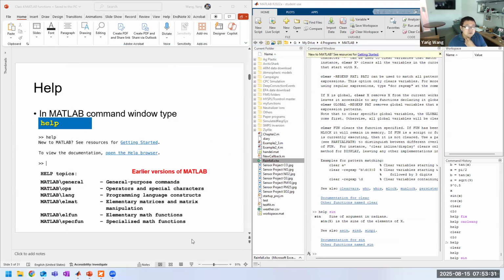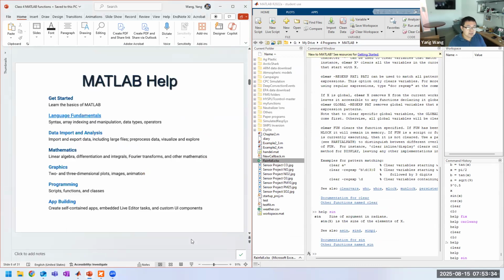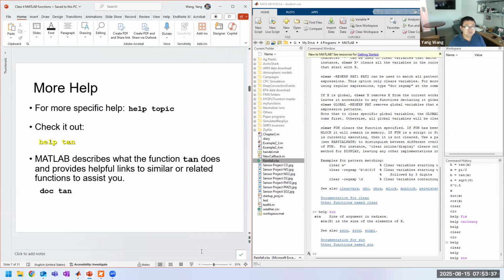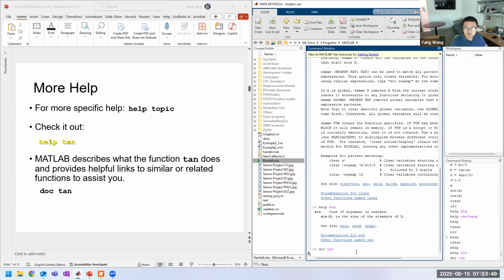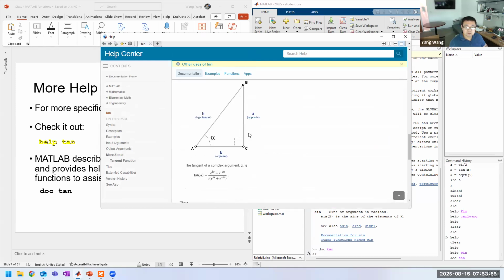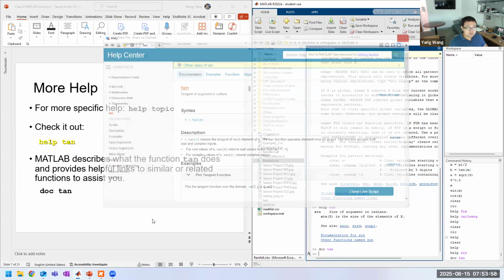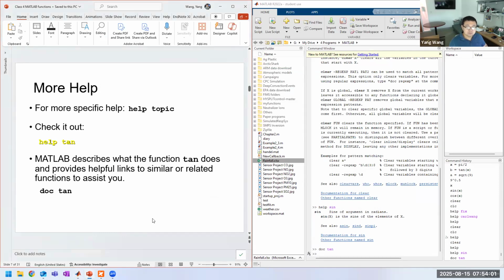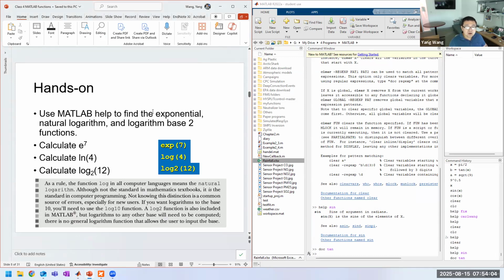Okay. So this is the help function, how to get help regarding MATLAB. And here we'll just give a few examples of the built-in MATLAB functions. For example, for the tangent function, we already showed that you can do help. And also you can do, for example, doc tangent, and then it's going to give you the hyperlink that has the information of the tangent function, right? It's the same for the other built-in functions in MATLAB as well. So now we can try a few built-in functions. Use MATLAB to help find the exponential, natural logarithm, and logarithm based on two functions.